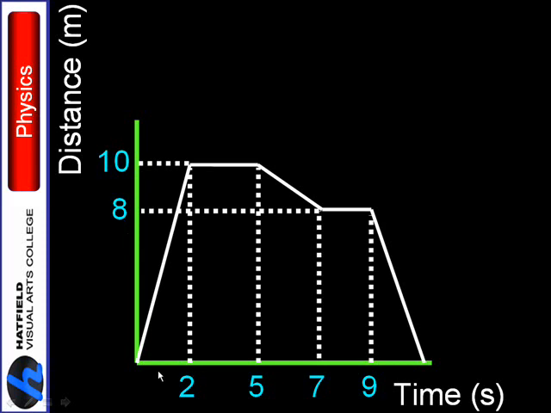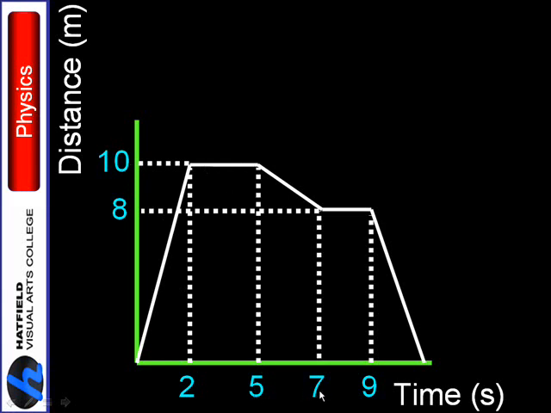Okay, so interpreting this graph then, what we would say is, for the first 2 seconds, the car travels at constant speed for a distance of 10 meters. Between 2 and 5 seconds, the car is stood still at a distance of 10 meters.